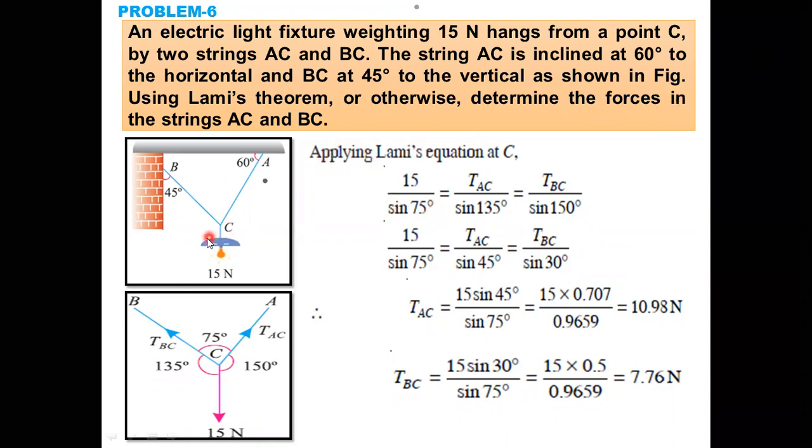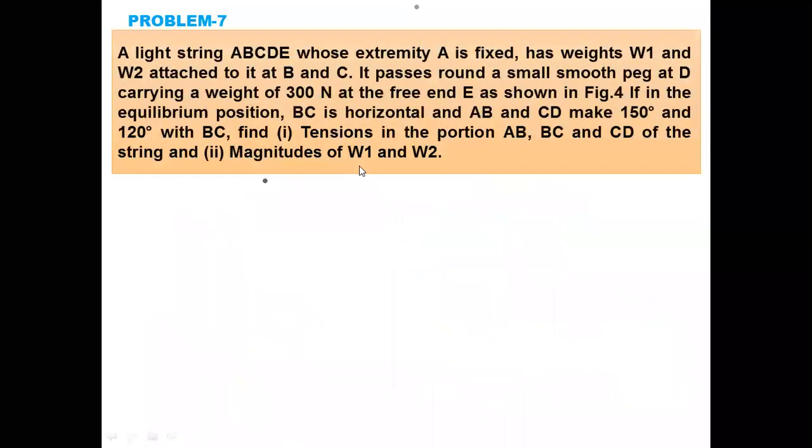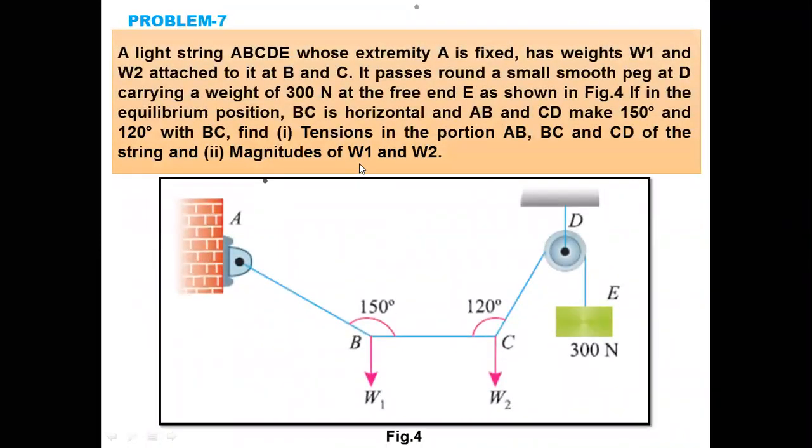So an electric lamp which weighs around 50 Newton has been hung at a point C by using two cables, that is BC and AC. The AC is making an angle of 60 degrees with respect to horizontal and BC is making an angle of 45 degrees with respect to vertical. So you can draw the free body diagram, then apply Lami's theorem, and you will get the unknowns like this. It is the same as the previous one. So let me move on to the next and last problem.